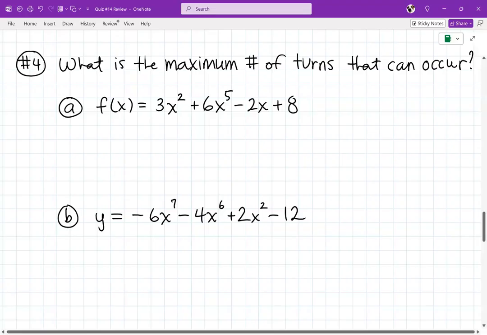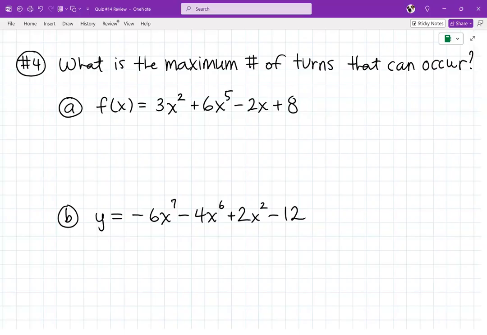Now, this one is supposed to be really easy. This is really going to take a lot more time to write down than answering. Okay? But the maximum number of turns. In order to find the maximum number of turns, what do I do? Anybody remember? How do I find the maximum number of turns?